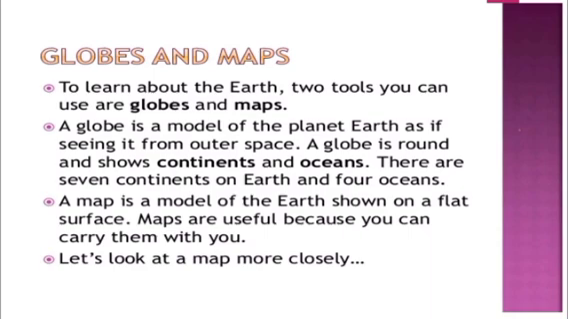Next, we are going to see globes and maps. To learn about the Earth, two tools you can use are globes and maps. First, we have to know what is meant by a globe. A globe is a model of the planet Earth as if seeing it from outer space. A globe is round and shows continents and oceans. There are 7 continents on Earth and 4 oceans.